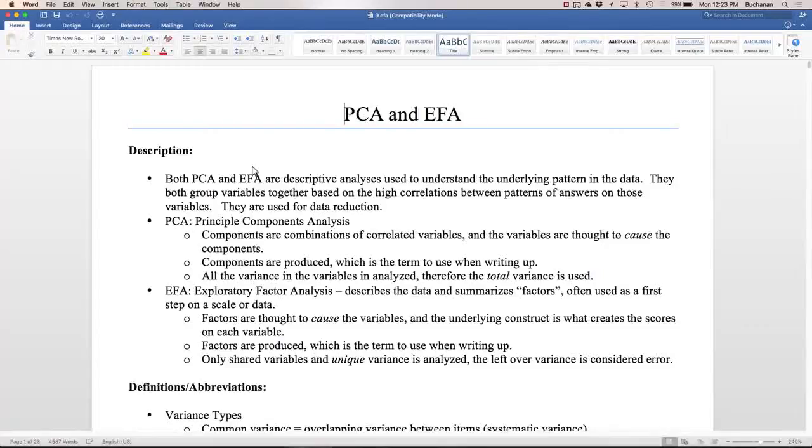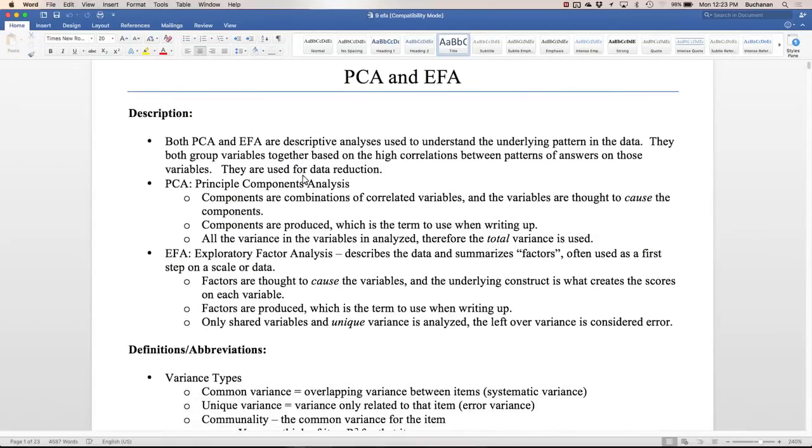Okay, so this section is over principal components analysis and exploratory factor analysis. And mostly we're just going to do an example of EFA, but you have to talk about both so that you understand what the differences are.